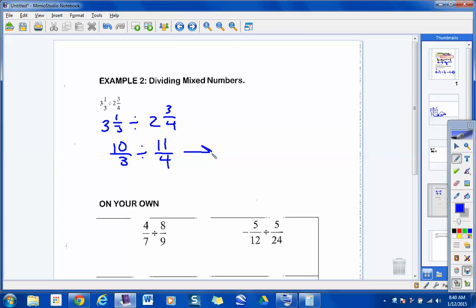Next step. Am I going to reciprocate both? Second one. So I'm going to rewrite this as 10/3. Okay. What do you want to do after the 10/3? Times. And think about it, guys. Isn't multiplication kind of the opposite of division? And isn't a reciprocal kind of the opposite of the original fraction?